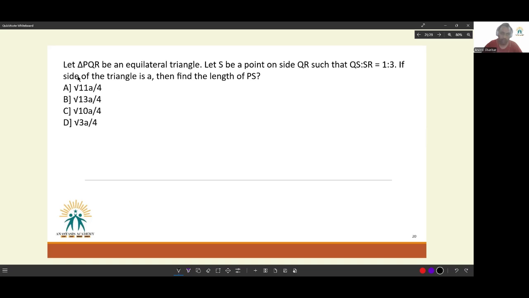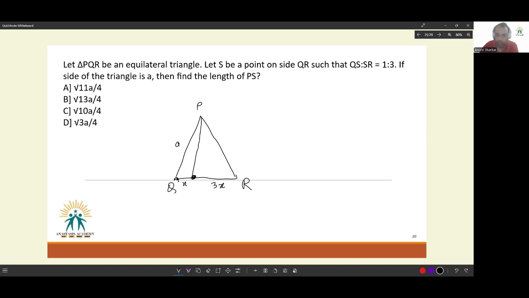Okay, next, let PQR be an equilateral triangle. I absolutely love equilateral triangles. PQR. Let S be a point on side QR such that QS is to SR is 1:3. So if this is X, this is 3X. If side of the triangle is A, find the length of PS. Okay. This is A. I need the length of PS.